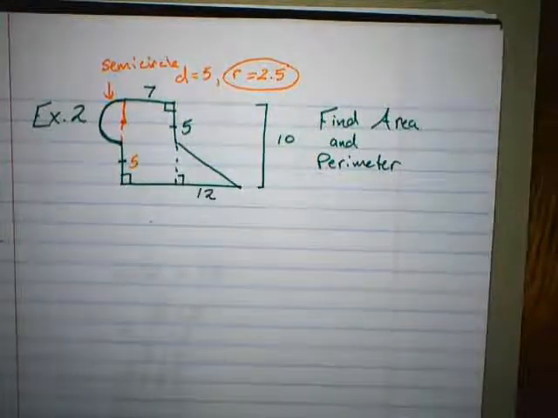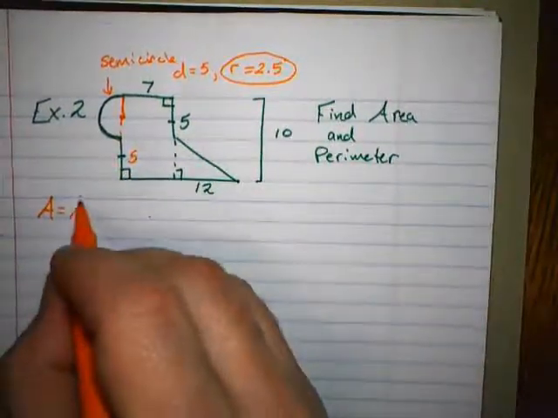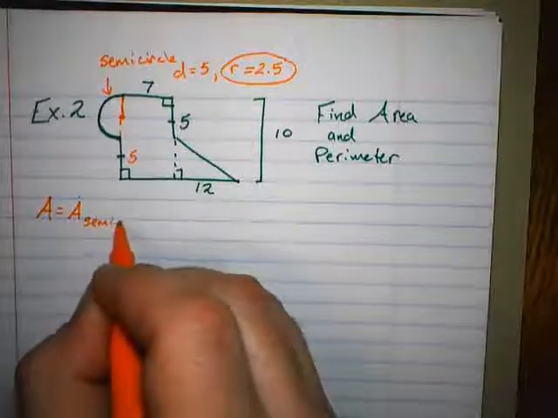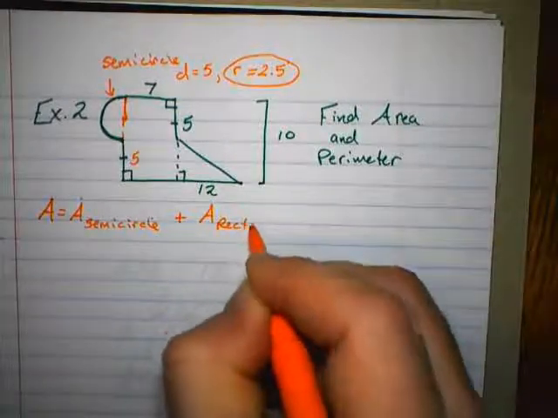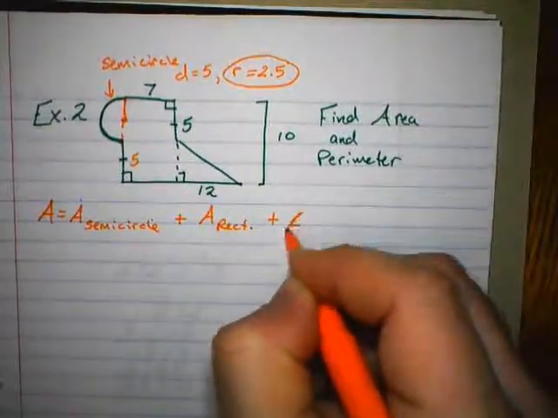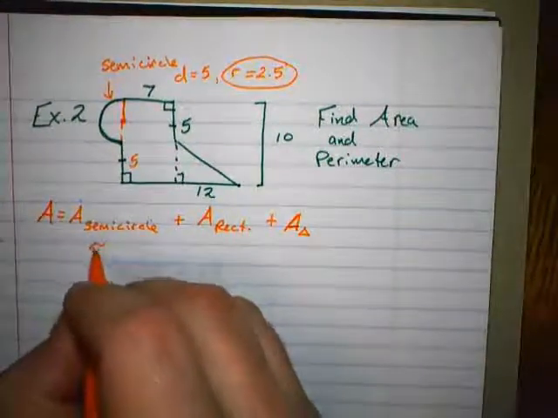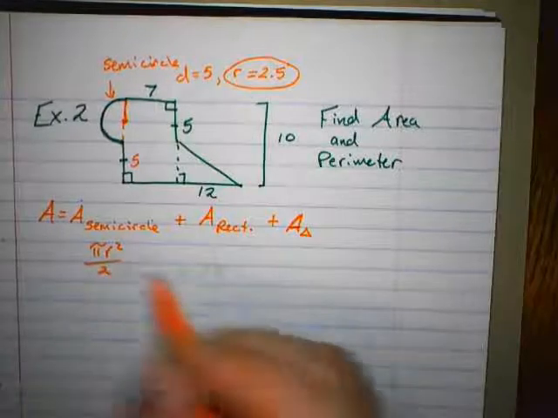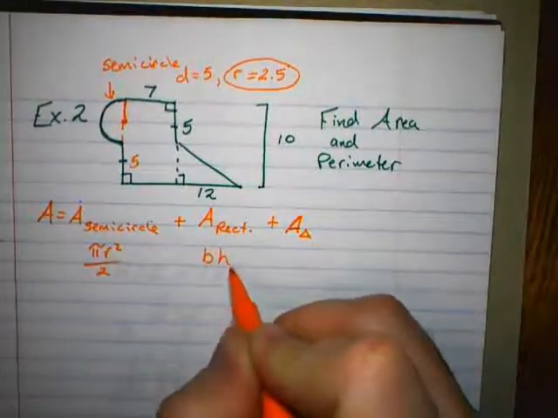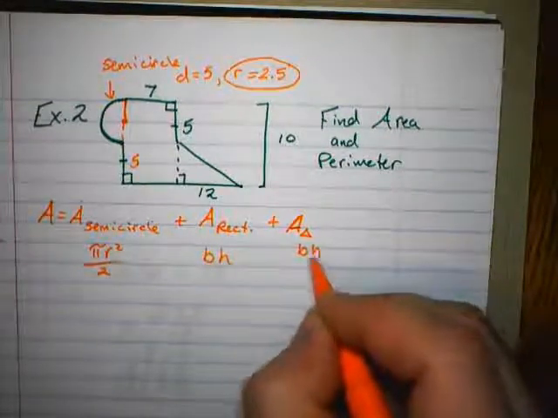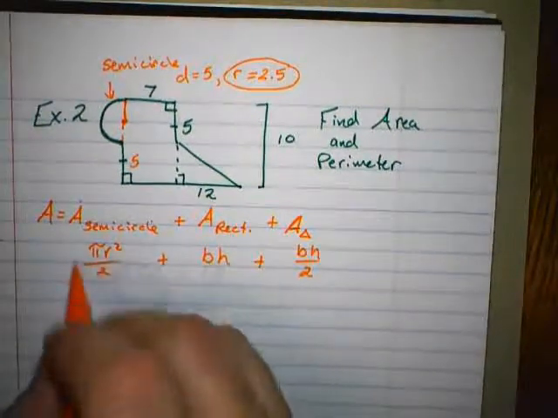So let's find the area first. Our area is simply going to be the area of the semicircle plus the area of the rectangle plus the area of the triangle. For a semicircle, I'm going to do pi r squared and cut it in half, divide by 2. For the rectangle, I'm just going to do base times height. And for the triangle, I do base times height divided by 2. And I add those results. So let's plug this in.